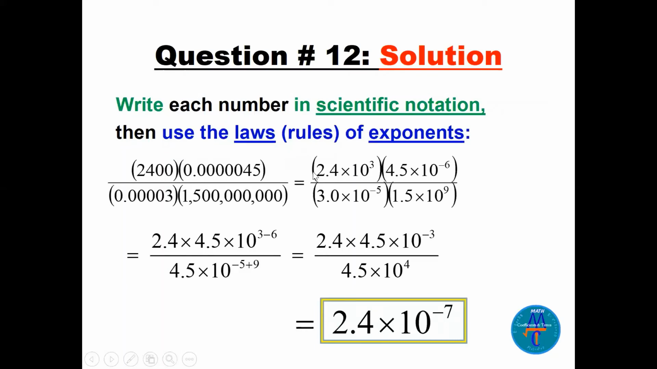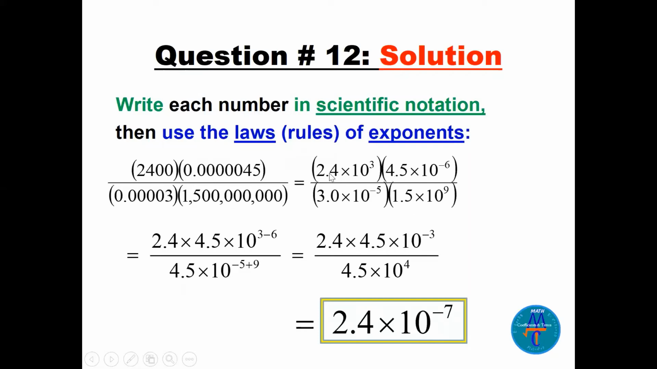2400.0, so it will be 2.4 times 10 to the power 3. This one, small number, 0.00000. So move the decimal point to the right, 1, 2, 3, 4, 5, 6. So 4.5 times 10 to the minus 6. Same thing here, small number. This is a big number, 1.5.